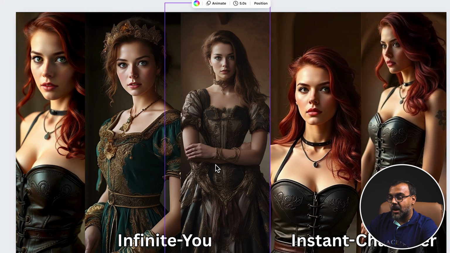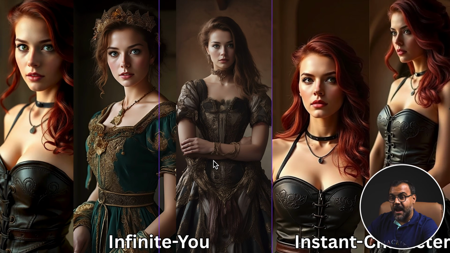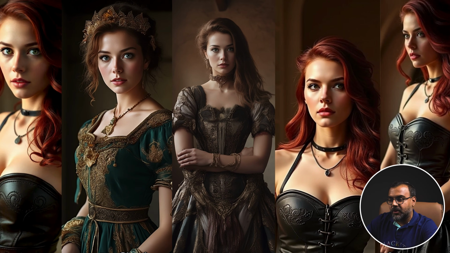Moving on, let's check out Infinite U and Instant Character. Infinite U, like DreamO, was released by ByteDance and Instant Character was released by Tencent. Both of them are single image character tools. So for me, the clear winner here is definitely Infinite U.